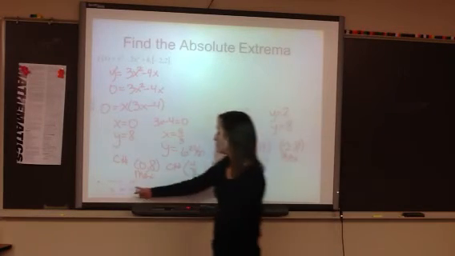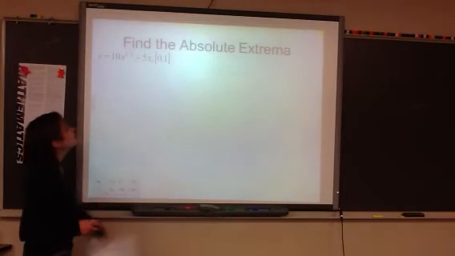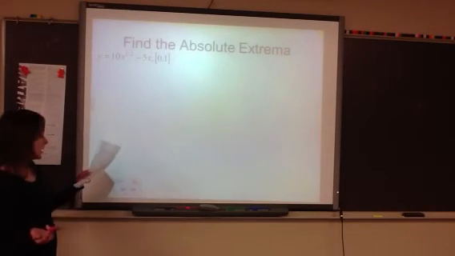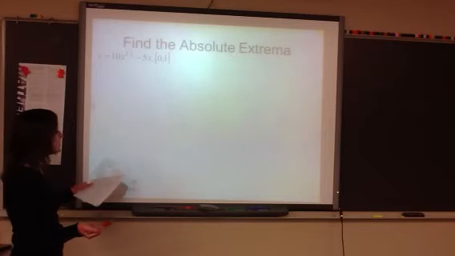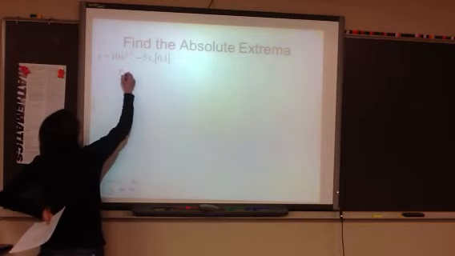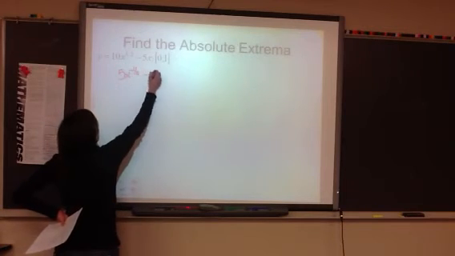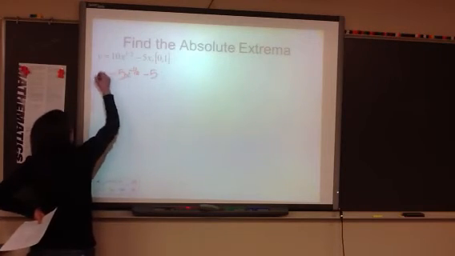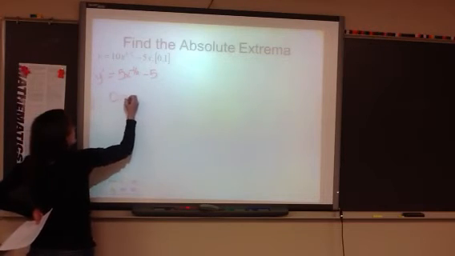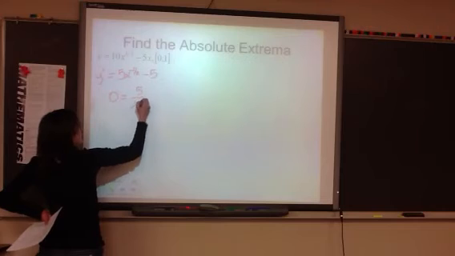Alright, let's try another one. From here, we got 10x to the half minus 5x. So, of course, let's do the derivative. So we get 5x to the negative half minus 5. So I'm going to set that equal to 0. And I'm going to go ahead and simplify that 5x to the negative half.